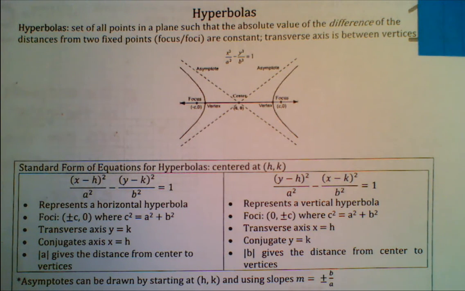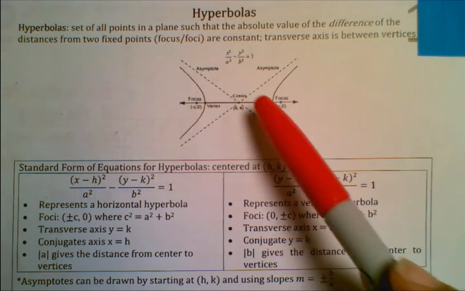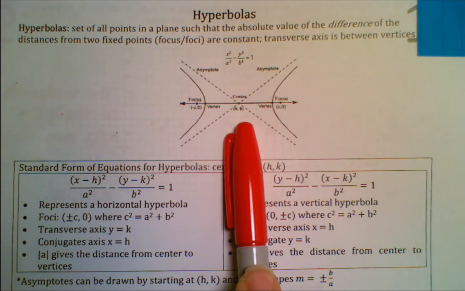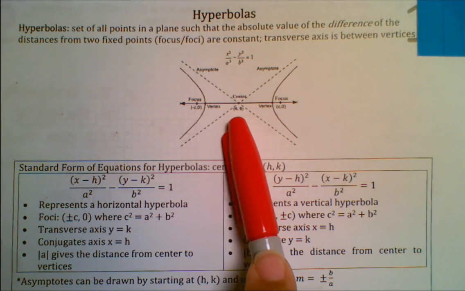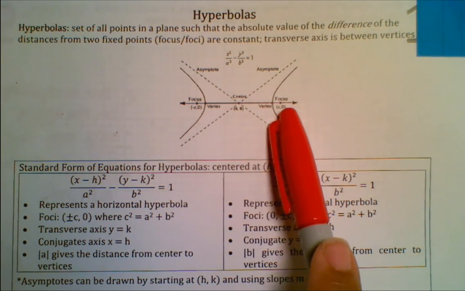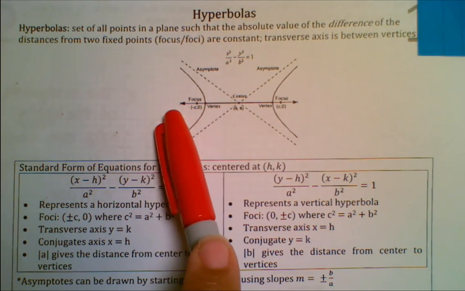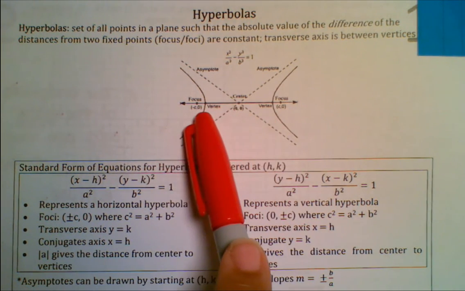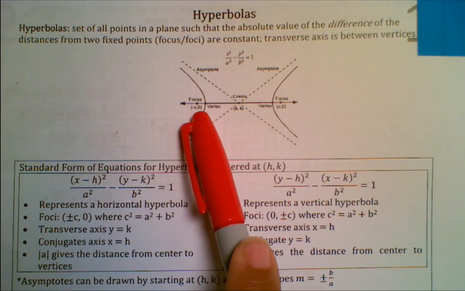All right, so you have a picture where we have asymptotes. We'll talk about how to find the asymptotes. We have its center here at 0, 0, but of course we'll look at somewhere the center is not at 0, 0. And we have two fixed points, the foci, and then we have our vertices.